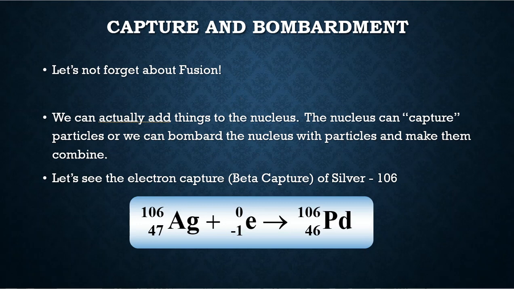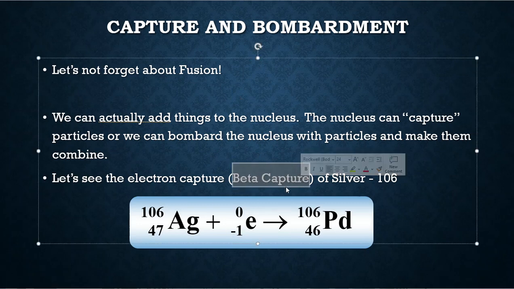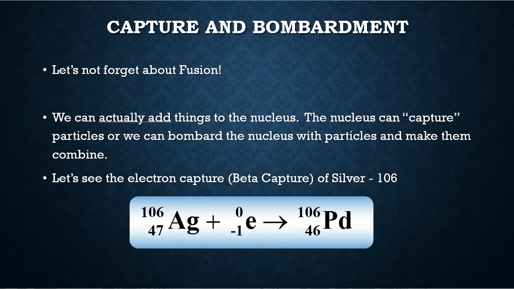So notice this was beta capture. If this had said beta decay, this particle should be on that side of the equation. But since it was beta capture, we're adding the beta particle to the silver nucleus here. So they're on the same side of the equation, okay? And so again, you just do the math. If this is 106 plus 0, that means this number has to be 106, and this would be 47 plus a -1, so that's 46. How do I know this is palladium? Well, I go to my periodic table, I look at number 46, it's palladium, and I'm good to go.